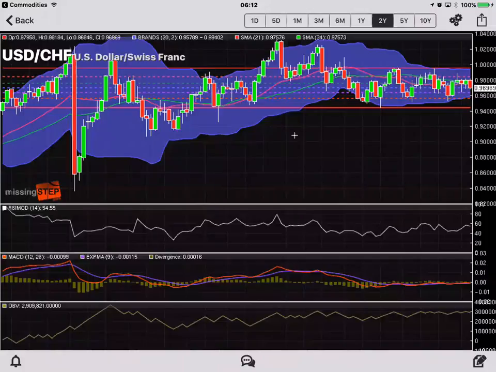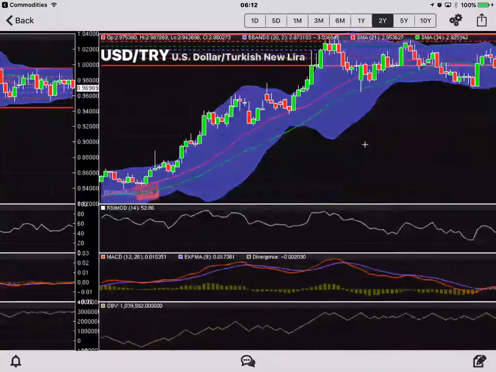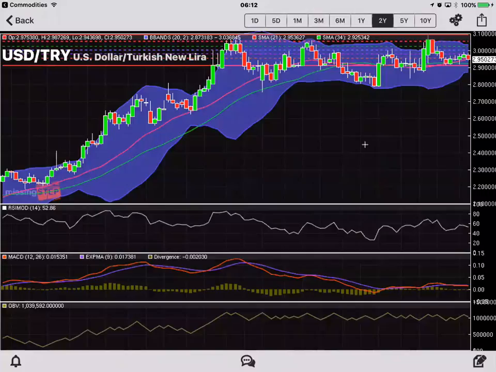All right, Swiss franc looks like it's going to pull back on here. I like the long side. Anything it gives me, I'll take it. Turkey, this one looks like it's coming down too.